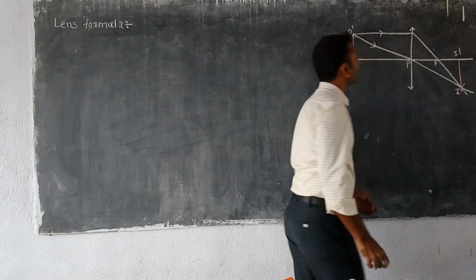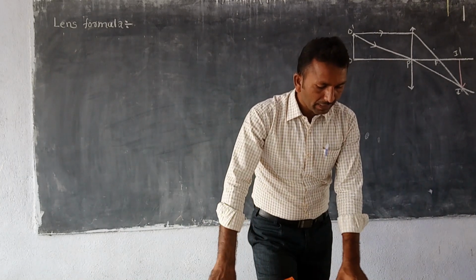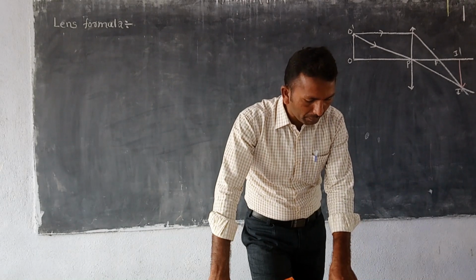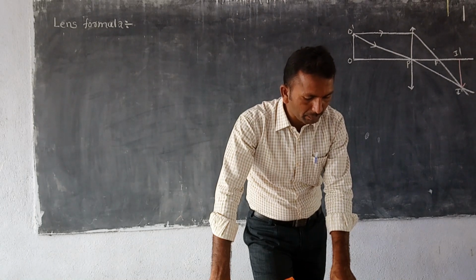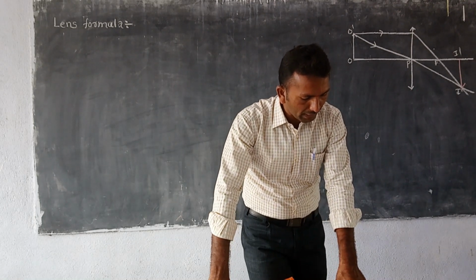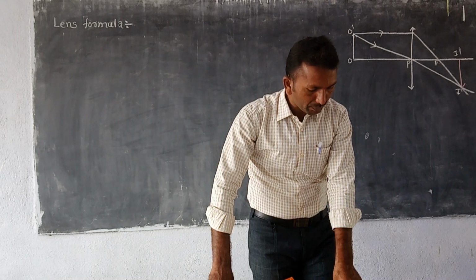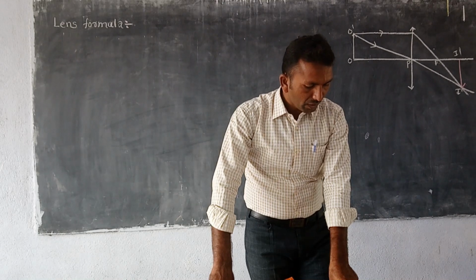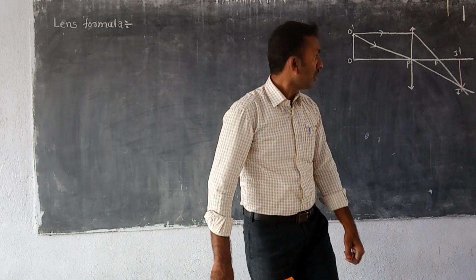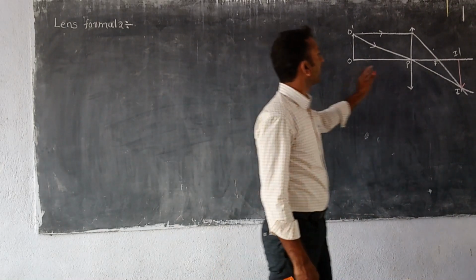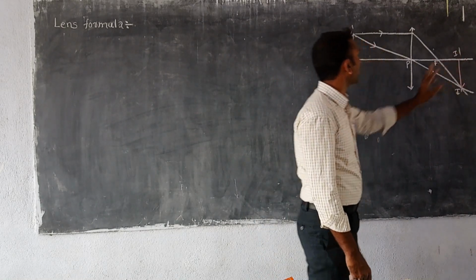Next, the ray starting from O dash and passing through the optic center P will meet the refracted first ray at the point I dash. This point is the image of the point O dash of the object. Similarly, the image of the point O on the principal axis is formed at I on the principal axis. So we get an inverted image I dash of object O dash.